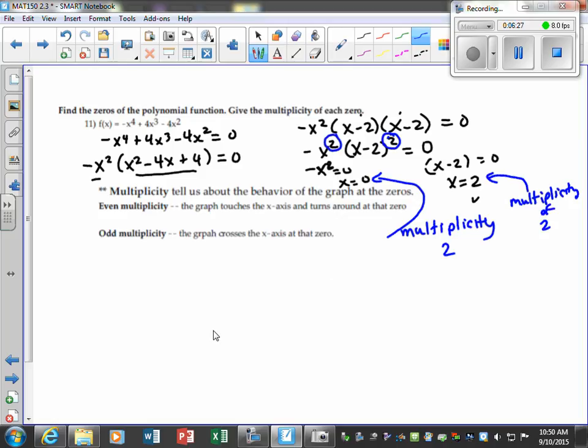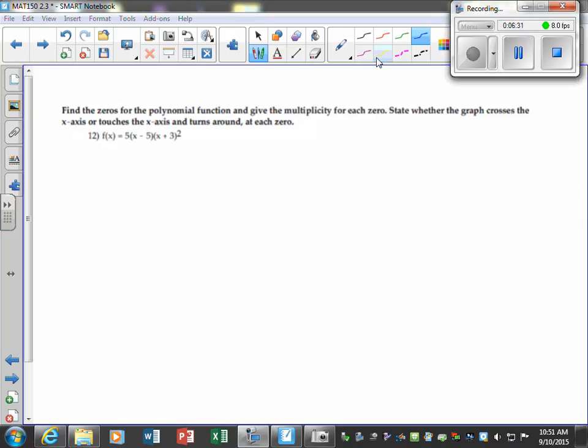Okay, we're going to look at some more in just a second. Alright, find the zeros, give the multiplicity, and then state whether the graph crosses the x-axis or touches the x-axis and turns around at each zero. So let's go through those steps together.